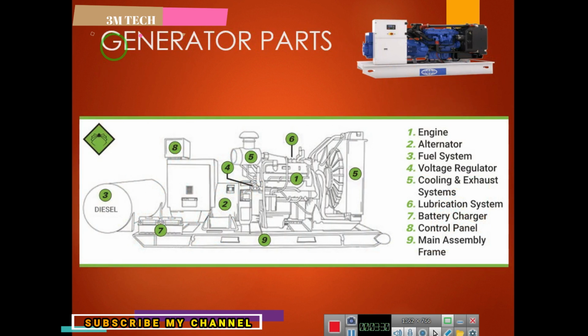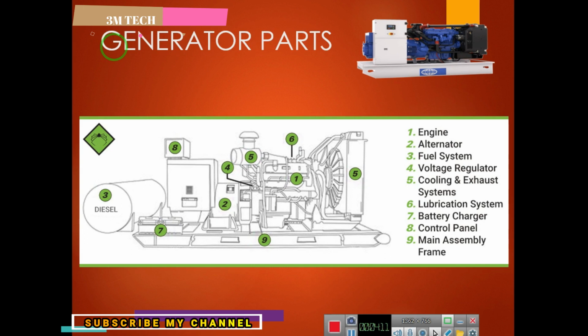There are other parts besides the two I have already told you: engine and alternator. The other parts are the fueling system, voltage regulator, cooling and exhaust system, lubrication system, battery charger, control panel, and main assembly frame. All these parts must be considered while you are dealing with a diesel generator in any way, like purchasing, maintaining or servicing it. The engine takes the fuel and produces mechanical energy. The alternator uses the engine's mechanical power to produce electrical power. The fueling system provides fuel to the engine.